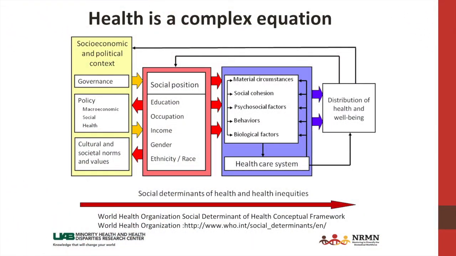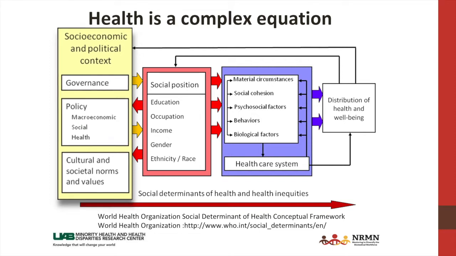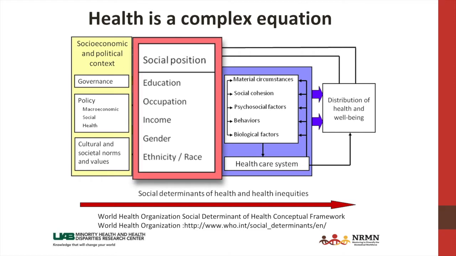It seems that the social determinants of health make the cause of health disparities very complicated. You are correct. So health is a complex equation. This framework developed by the World Health Organization shows how the distribution of health and well-being of individuals is really complex because they are impacted by many factors, such as socioeconomic and political context, like governance, policy and economics, culture and social norms, that can impact the education, occupation and income of people, and also gender and ethnicity can impact the culture and social norms.